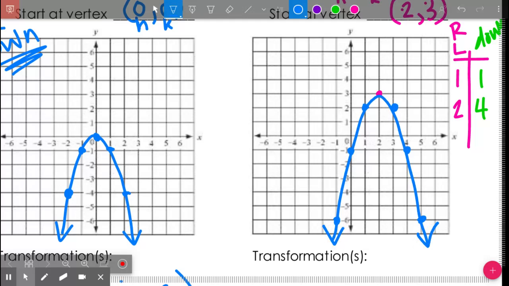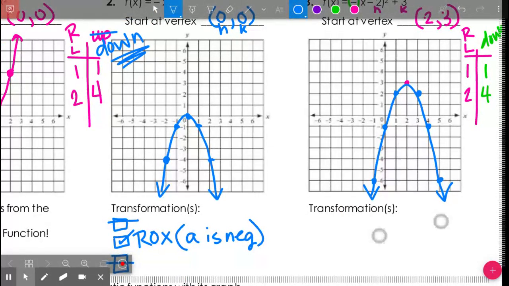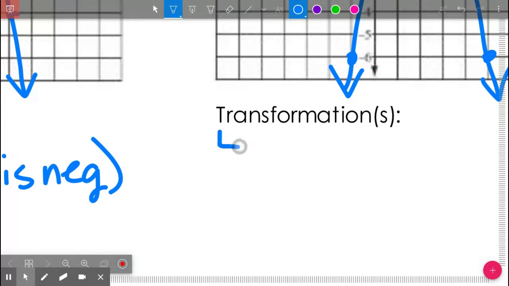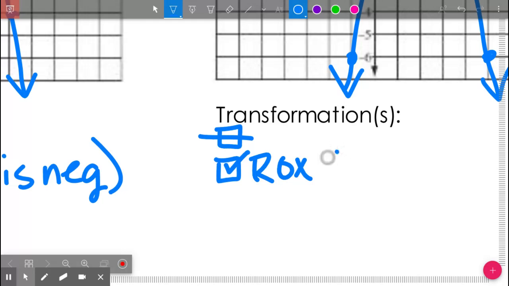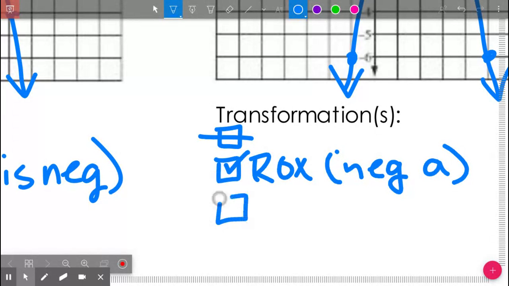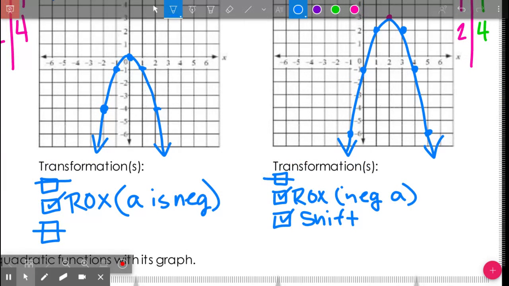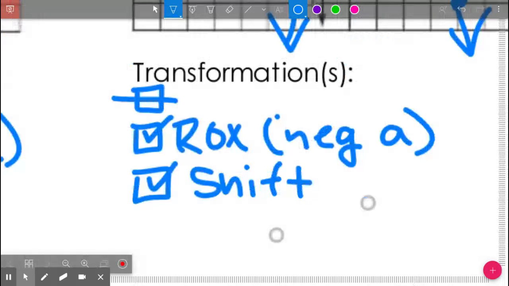Okay? So this parabola has a lot of transformations because in addition to the reflection, we also had a shift. So we still have not had a stretch or a compression yet, but we have a reflection because we have a negative A value. Okay, and then we also have a shift.